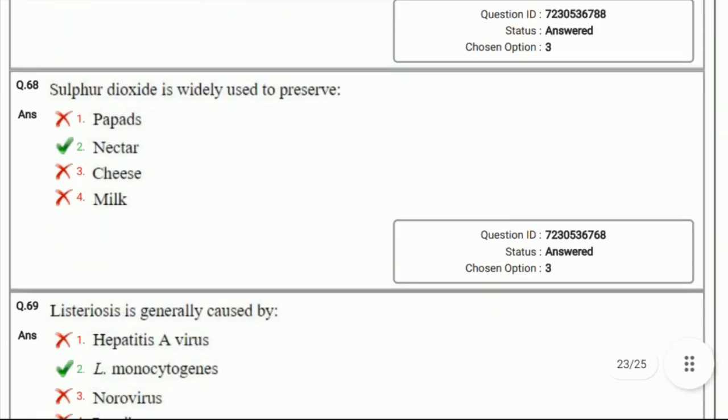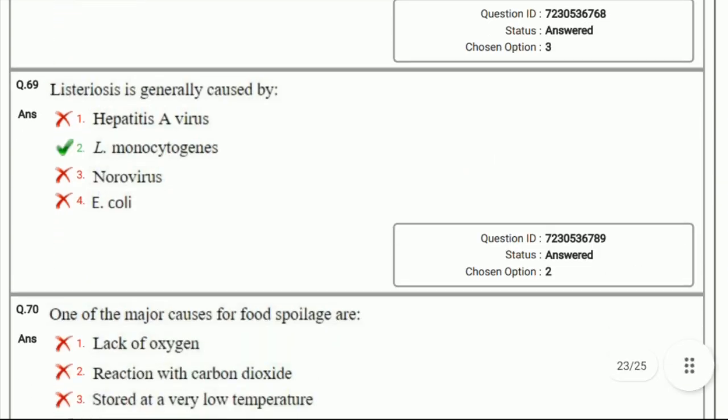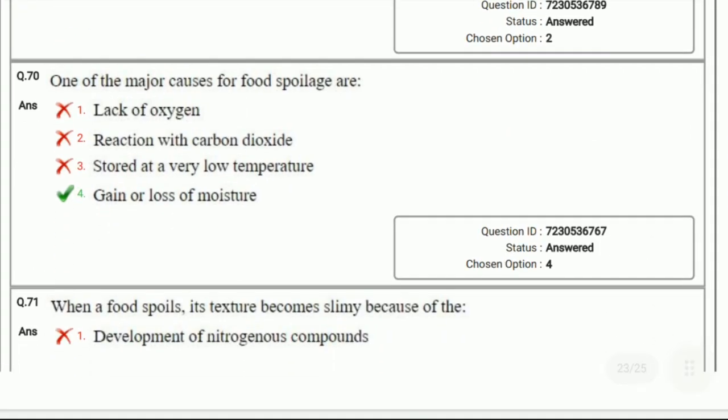Next question, sulfur dioxide is widely used to preserve, so the answer is nectar. Next question, listeriosis is generally caused by, so the answer is Listeria monocytogenes. Answer 2, this particular microorganism causes listeriosis. Next question, one of the major causes of food spoilage is gain or loss of moisture. The gain or loss of moisture can affect the texture and properties of the food. It will also change the enzymatic reactions, the chemical reactions, and also promote microbial growth.